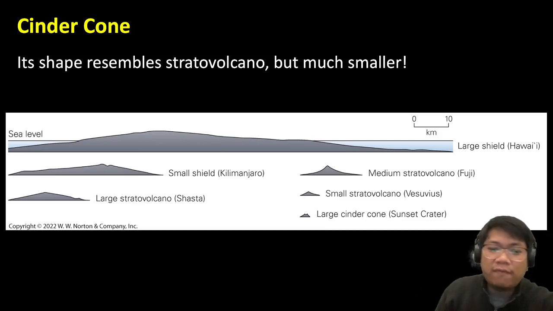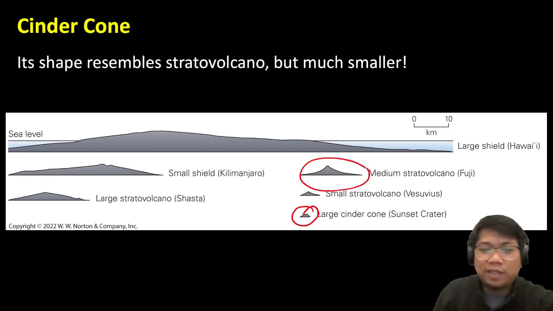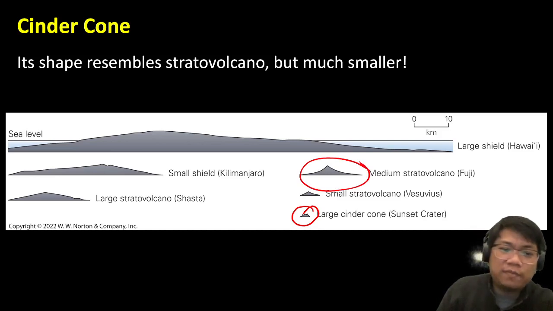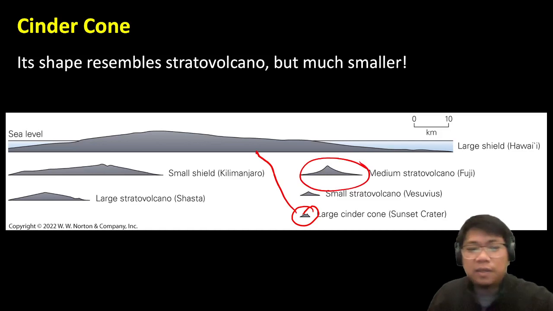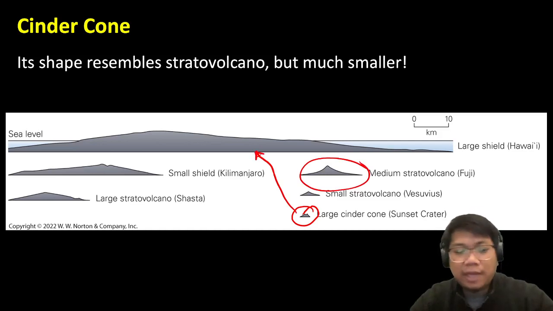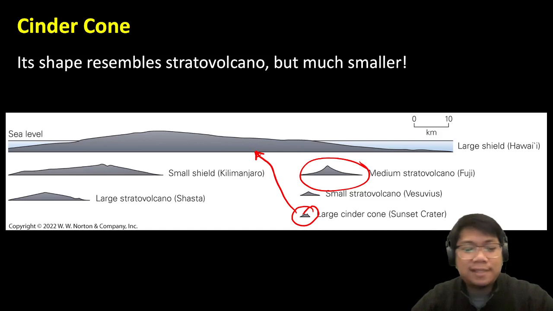Cinder cones are very, very small compared to medium stratovolcanoes such as Mount Fuji in Japan, for example. And it's just so small if you compare to the large shield volcano in Hawaii. Okay, so cinder cone is the smallest among all the three types of volcanoes that we already discussed.